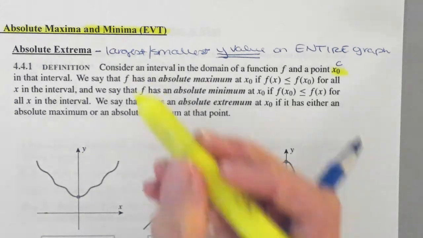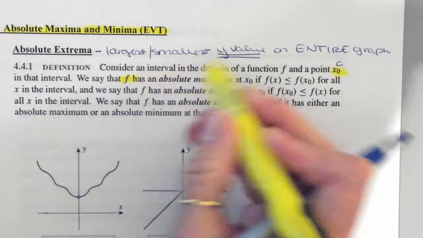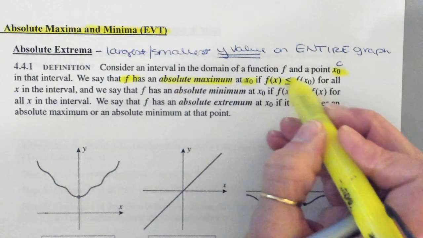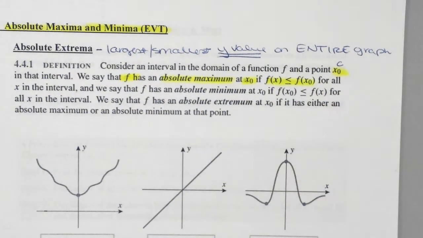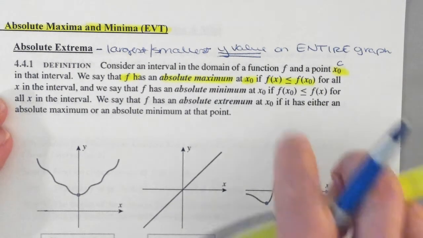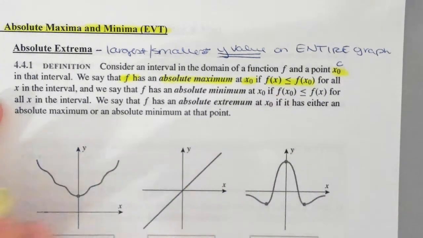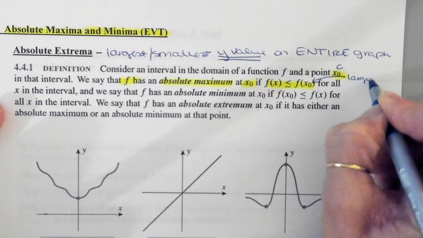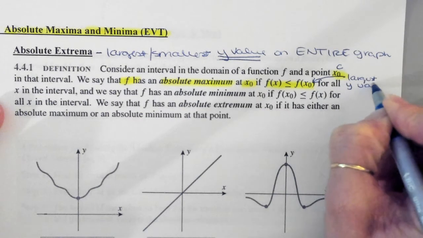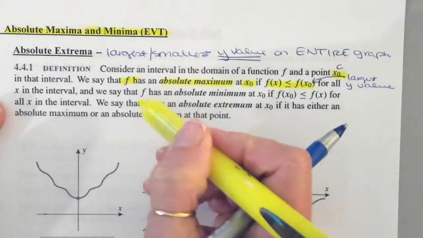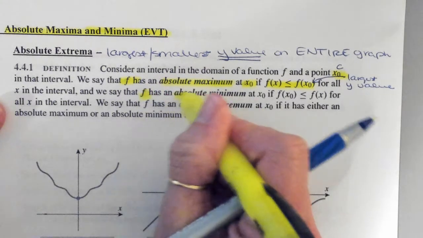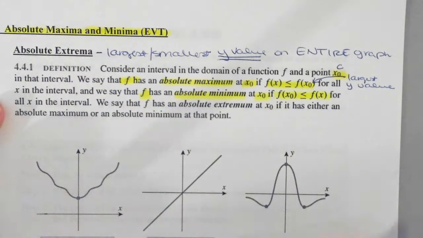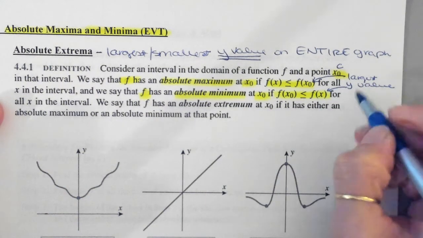And what we say is that f has an absolute maximum at that given value if the y value is the largest of all those y values for the function. Okay, so we want the largest y value. That's what we're looking for, largest. Okay, and we can say that our function f has an absolute minimum at that given x value if our y value is the smallest for all y values on that interval.